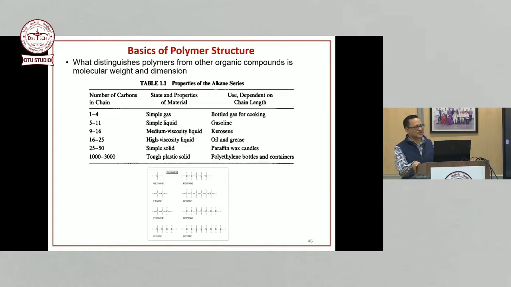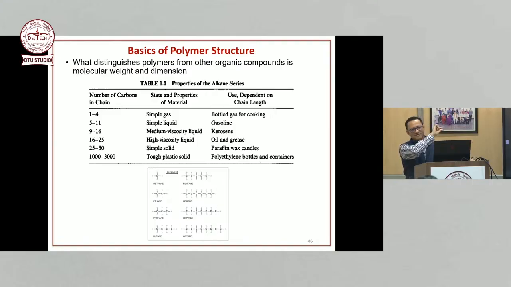So polymer is made up of poly and mer, right? So poly means many and mer means repeating units, right? And the number of these repeating units makes a big difference.